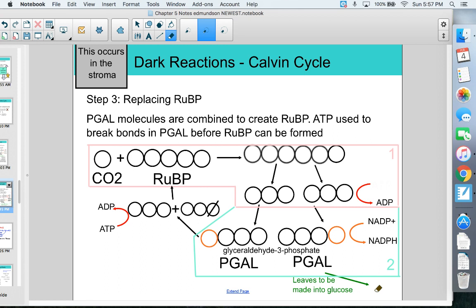If you have any questions, please let me know. You're going to be drawing this in class tomorrow. So please make sure that you know it really, really well, so that when I put the 2 steps of photosynthesis together, you're not super confused tomorrow.